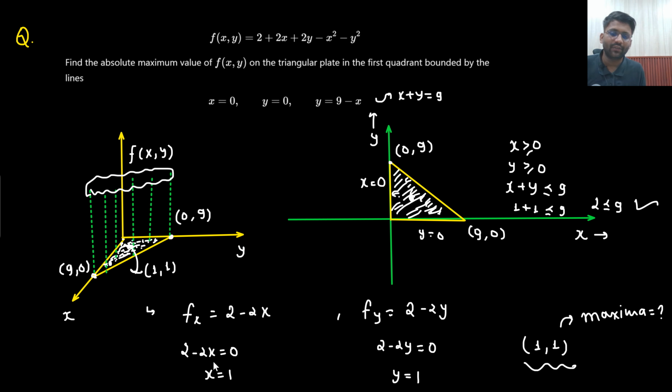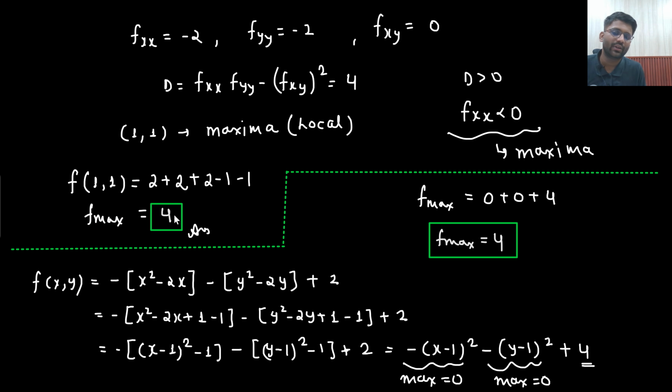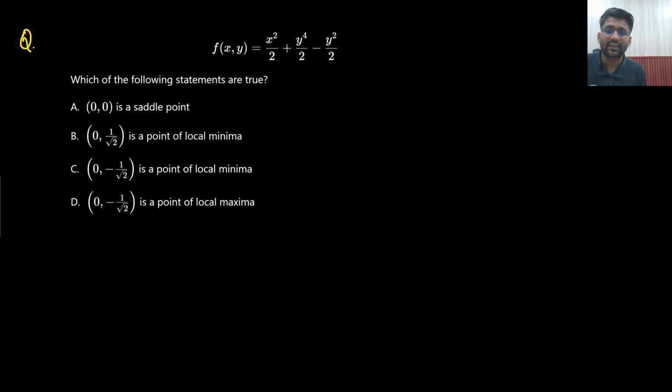Here it was very easy. We got the point 1, 1. We put the value and got the maximum value as 4. Here also we got the maximum value to be 4 only. But sir, is it actually a local maxima or a global maxima? I cannot comment. So in these kinds of questions, what will I do? We will solve these questions later on.